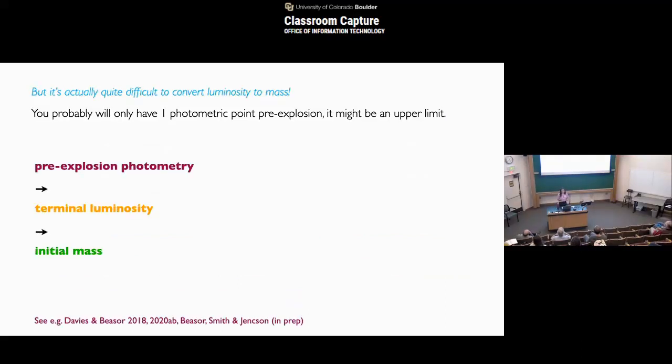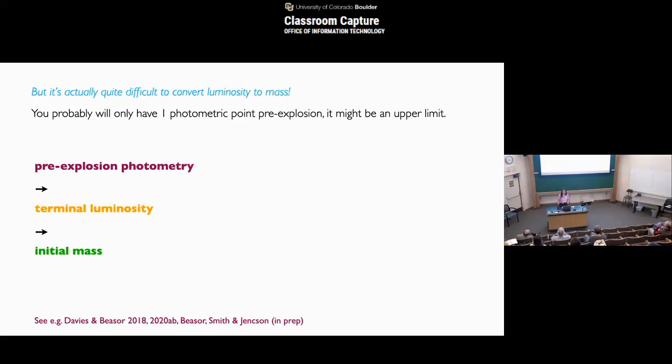But then in reality, you probably won't have a nice color image like that. You'll probably only have one photometric point. If you're lucky, it'll be a detection. Sometimes it's an upper limit, but you have to make do with that. But what you do is you go through a few steps to convert your pre-explosion photometry into an initial mass, to say what kind of star exploded.